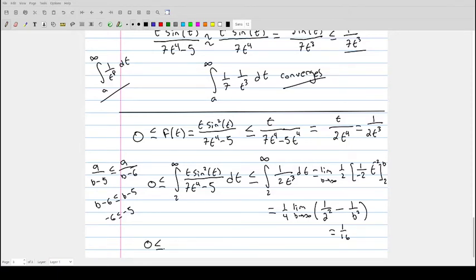So we conclude from the direct comparison theorem that our improper integral converges. And not only that, we have that the integral from 2 to infinity of t sine squared of t over 7t to the 4th minus 5 is a value between 0 and 1/16.